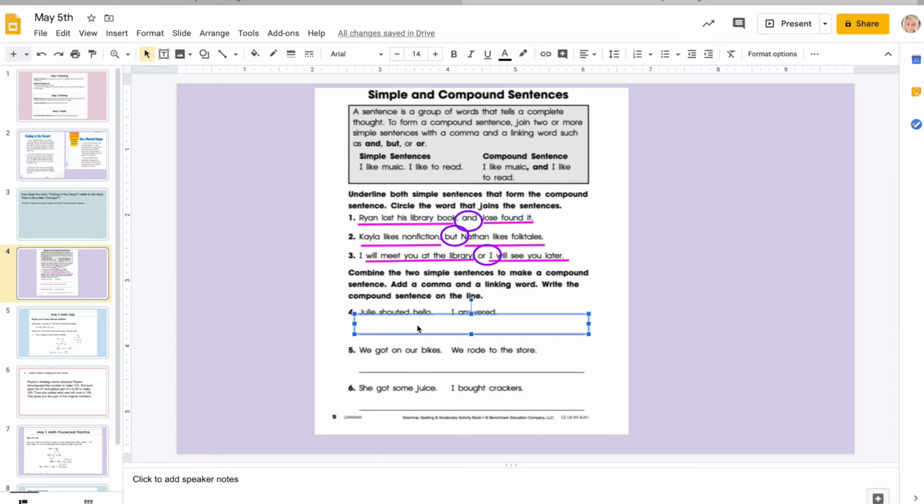So we're going to start with Julie shouted hello, remembering we're adding a comma and a linking word. The second part is I answered. So Julie shouted hello, and I answered is going to make sense. So we're going to add and I answered, period. Remembering that when we're doing these, we need to start each sentence with a capital letter and we have to end that with punctuation. So go ahead and try number 5 and 6 on your own.